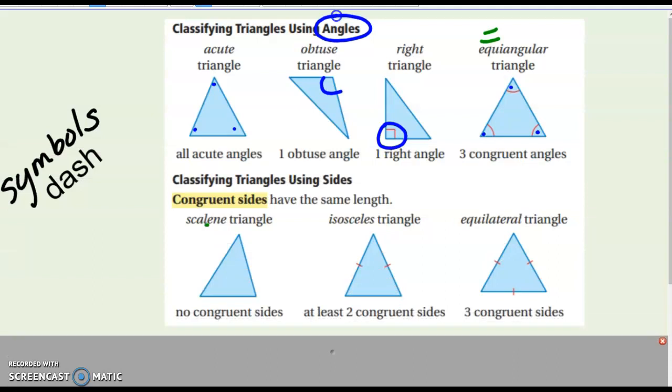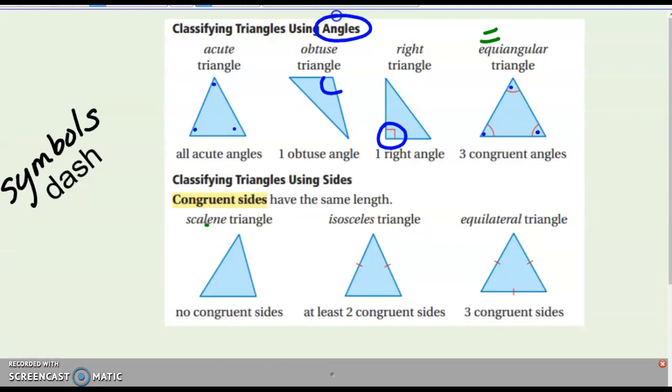We also can classify by the sides. So that means if we have no congruent sides, we call it a scalene. 2 of the sides are congruent, we call it isosceles. And if all 3 sides are congruent, equilateral. Equa meaning equal, lateral meaning sides.